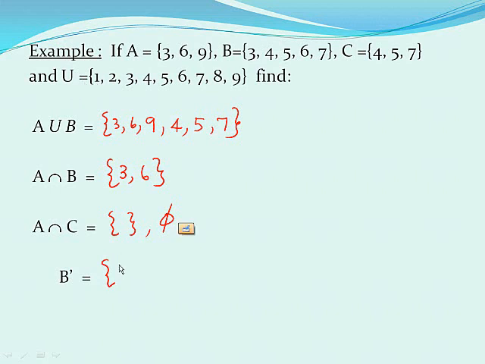So 1 is in the universal set but not in B. 2 is in the universal set but not in B. 3 is in B. I cannot list it in the complement. 4, 5, 6, 7, they are also in B, so that will not be in the complement. We have 8 in the universal set and 9 in the universal set. So B complement is the set consisting of 1, 2, 8, 9.